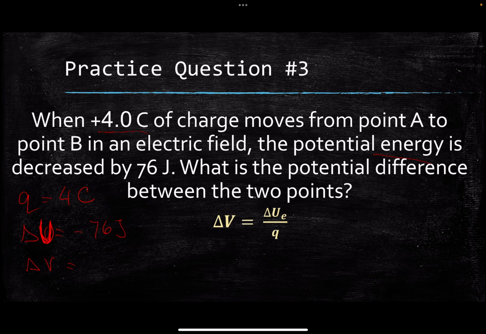Okay, so we can determine that we've got our change in energy, and if our energy is decreasing, our potential is also going to decrease, which is why we have a negative. So we end up with negative 19 volts.